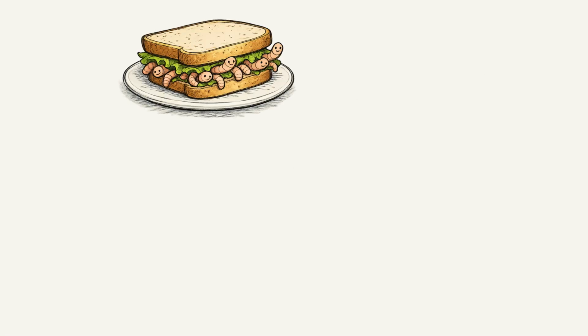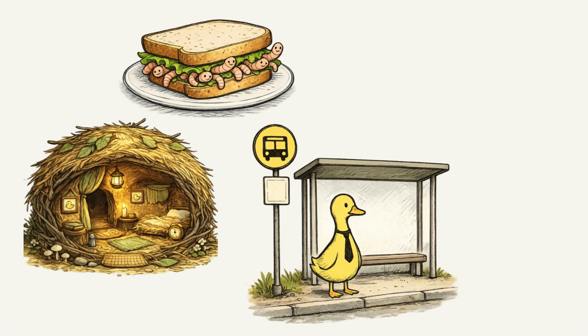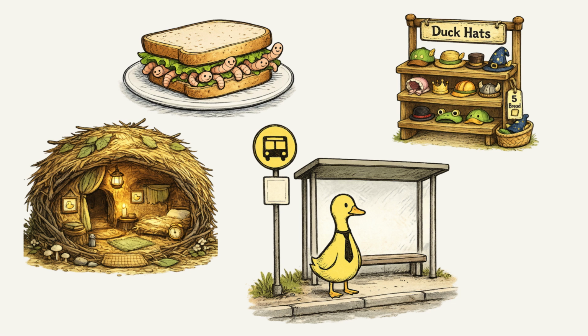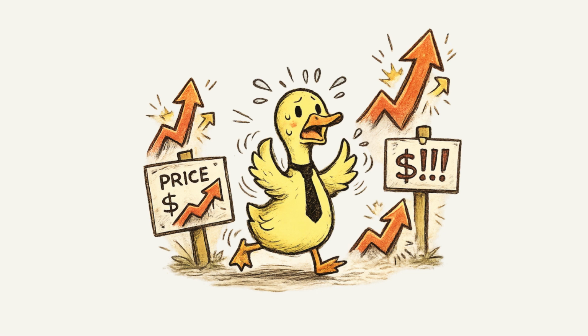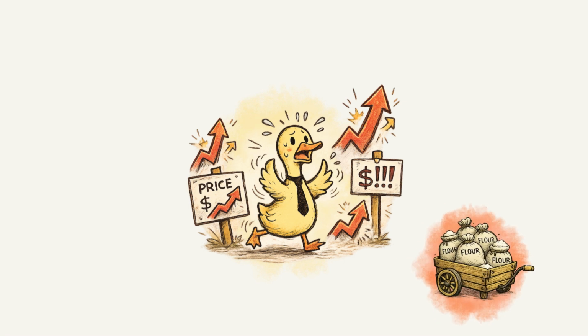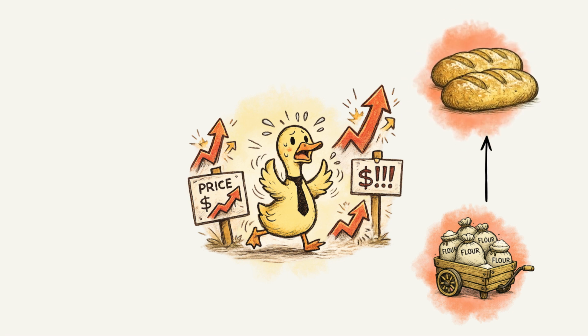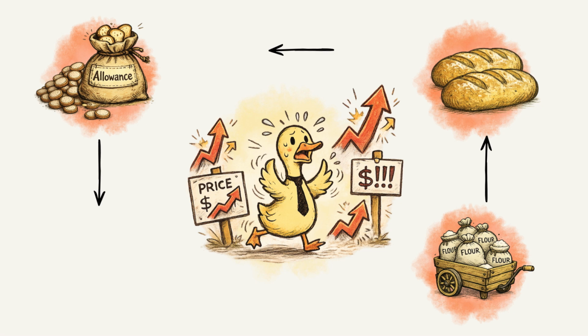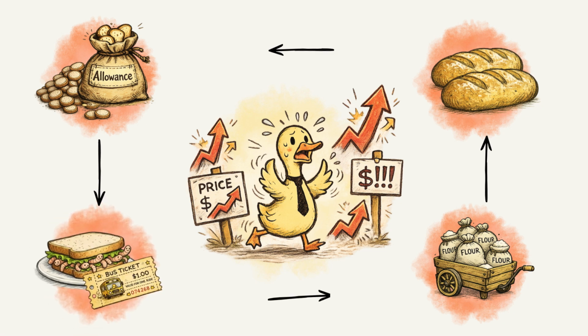But the pressure does not stop there. As sandwiches, bus tickets, and other essentials become more expensive, ducks need more bread just to afford their normal lives. So they ask for higher wages or bigger allowances. But paying workers more raises costs for businesses again. Businesses may respond by raising prices again. Higher prices lead to higher wages. Higher wages lead to higher costs. And around the cycle goes.